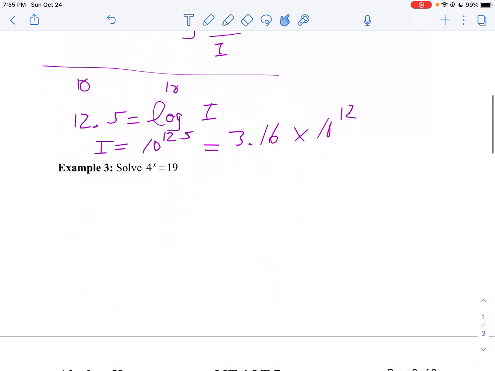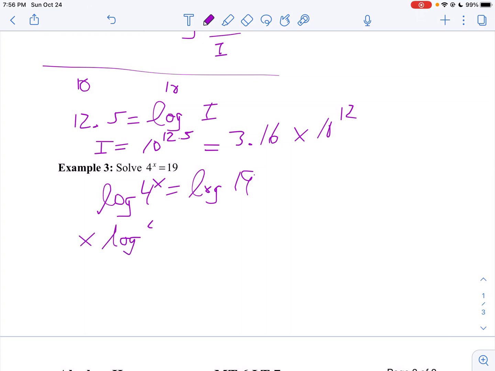Okay, now let's actually use logarithms to solve an equation. This is where logarithms come in handy, especially when I have an exponent and I want to solve for it. So I've got 4 to the x equals 19. So what I'm going to do is take the log of both sides. So I'm going to say the log of 4 to the x equals the log of 19. Then I'll use my product rule that says if you have an exponent, that goes in front. So that's x times the log of 4 equals the log of 19.